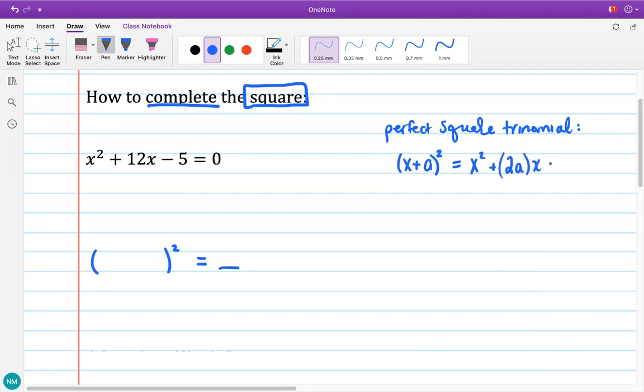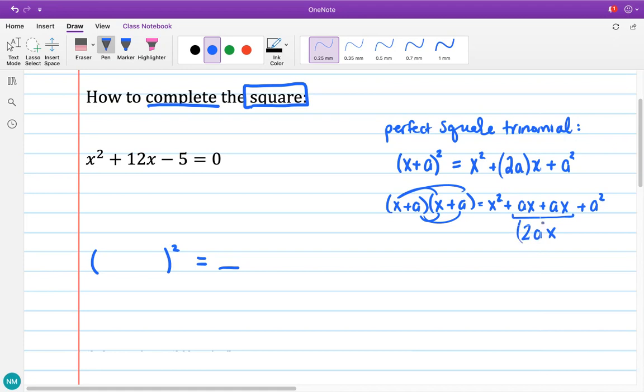I know this because if I did x plus a times x plus a and I FOILed it out, I would get x squared plus xa, or ax technically, plus ax plus a squared, and this becomes 2ax, and that's where my 2a comes from, up here.